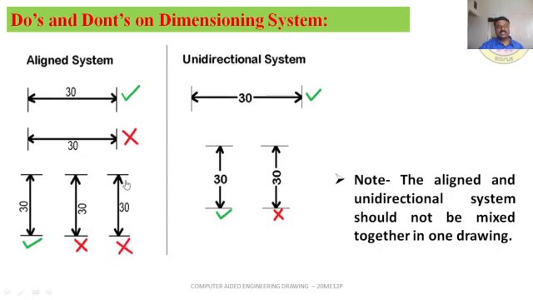And see here, it has been mixed, unidirectional, this is also wrong. In the unidirectional system, see here, dimension line, break at the center, insert the text, readable from the bottom. So this vertical dimension is correct. See here, this has been shown as it is to be shown in the aligned system. This is also wrong. Note that the aligned system and unidirectional system should not be mixed together in one drawing.